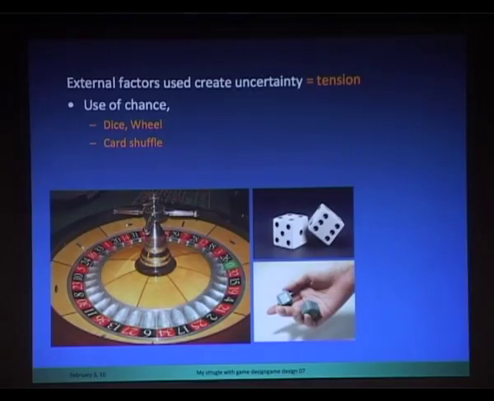No gambling will be possible if there is no uncertainty and there are no games. Okay. How else do you create uncertainty? A very simple way of doing it is dice. Second is of course roulette, I mean the wheel, or you shuffle a card. That basically creates uncertainty because you don't know what you are going to get.